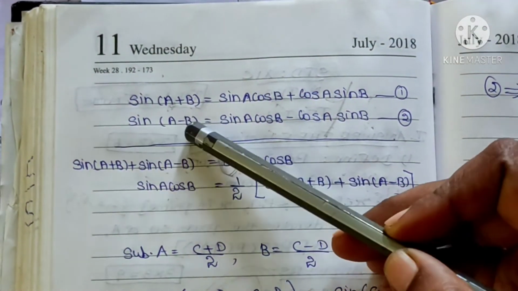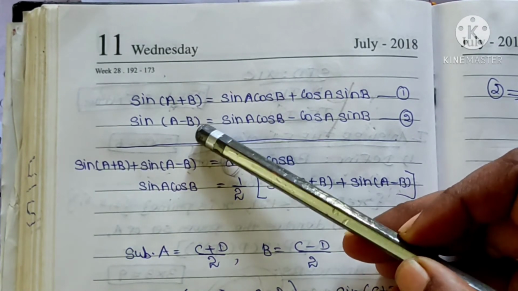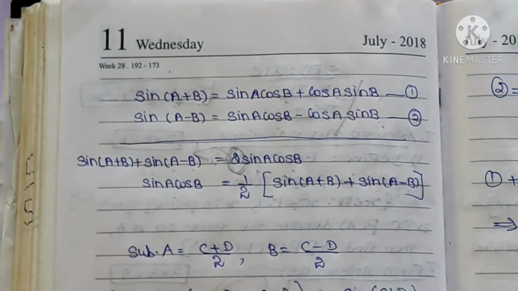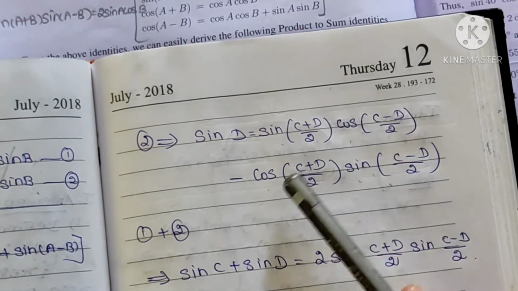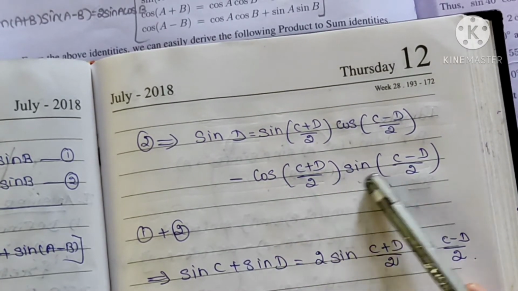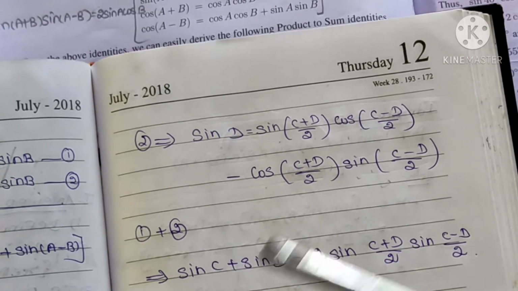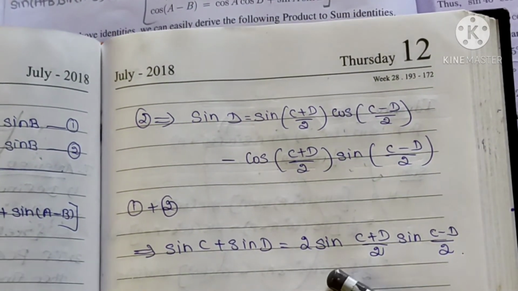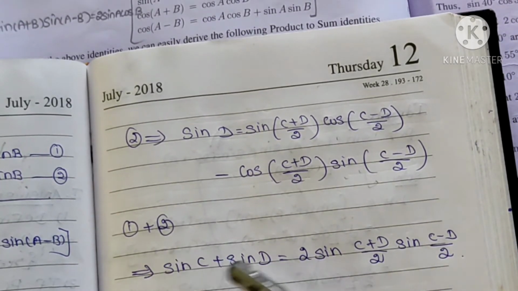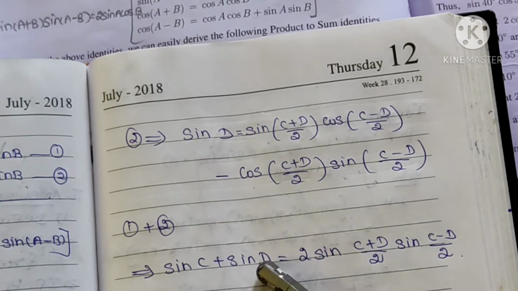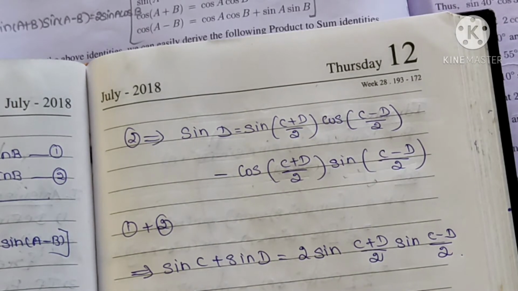Substitute A and B values in this equation. A is C plus D by 2 and B is C minus D by 2. Substitute here, we get sin D is equal to sin C plus D by 2 cos C minus D by 2 minus cos C plus D by 2 sin C minus D by 2. Now we add these two equations, sin C and sin D. We get 2 times sin C plus D by 2 cos C minus D by 2. Okay, we add the two values sin C plus sin D. We get on the right side 2 sin C plus D by 2 cos C minus D by 2.